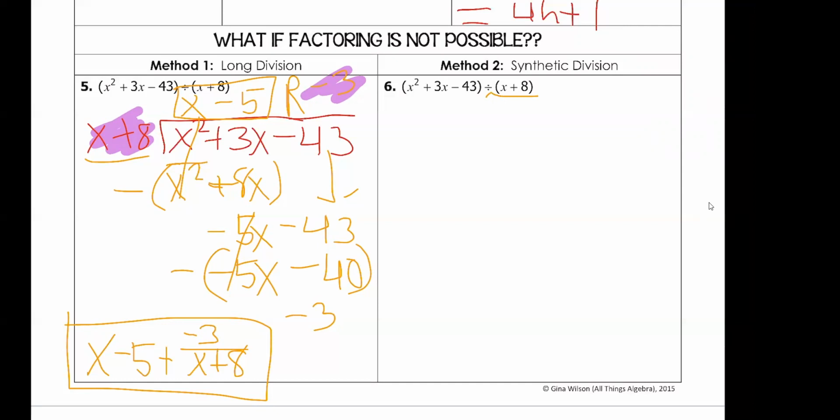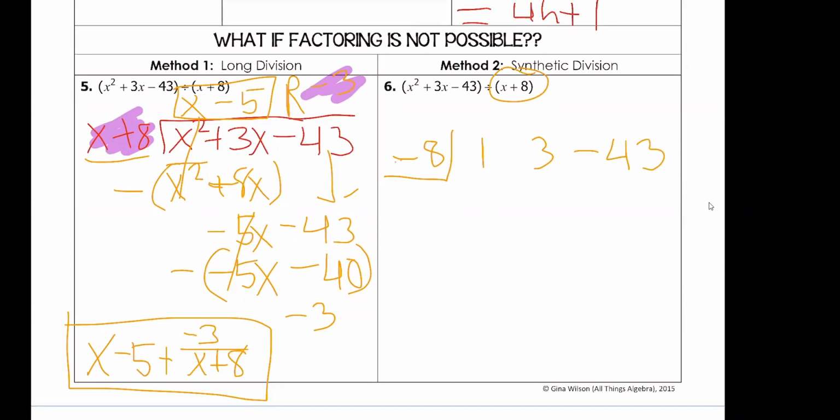But here's how you do synthetic division. The first thing you do is solve this binomial. What would we be finding as our 0 from this binomial? Remember, it's kind of like the opposite, so you would solve x plus 8 equal to 0. If you solve that, it's -8. Usually we put this in a little square on its own. Then we write the coefficients of the trinomial we're dividing. I have a coefficient of 1, a coefficient of 3, and a coefficient of -43.